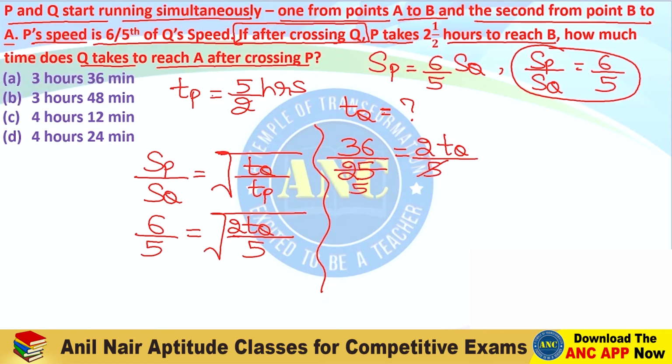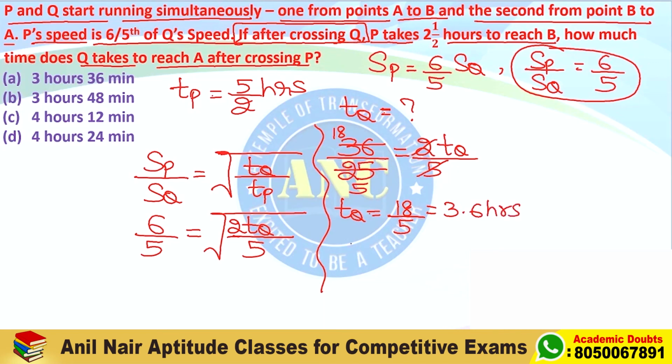5 into 5 is 25. 2 into 18 is 36. So the time taken by Q is 18 divided by 5 hours, which is 3.6 hours. That is 3 hours, and 0.6 hours is 0.6 into 60 minutes, which is 36 minutes. So the time taken by Q after meeting to reach his destination is 3 hours and 36 minutes, which is option A.